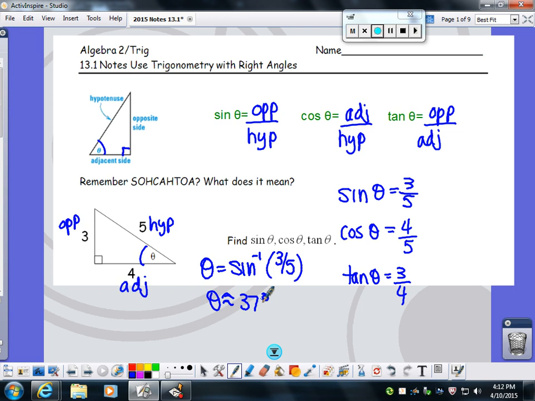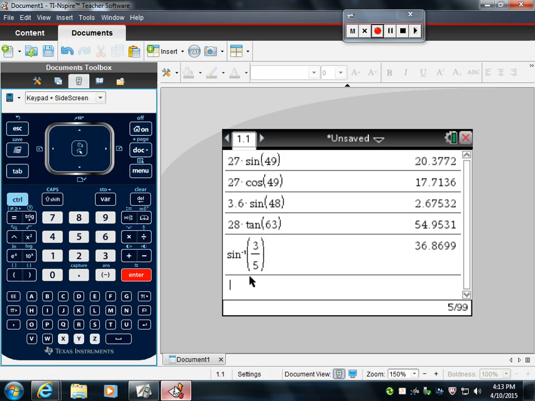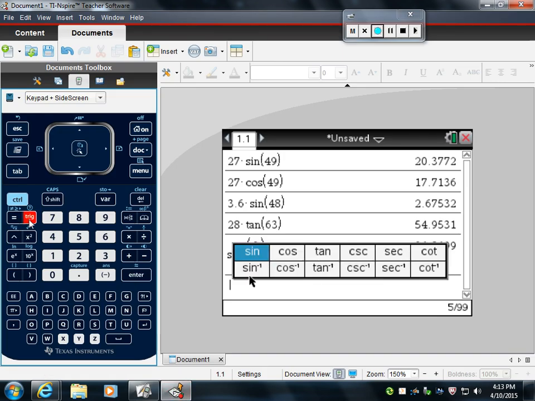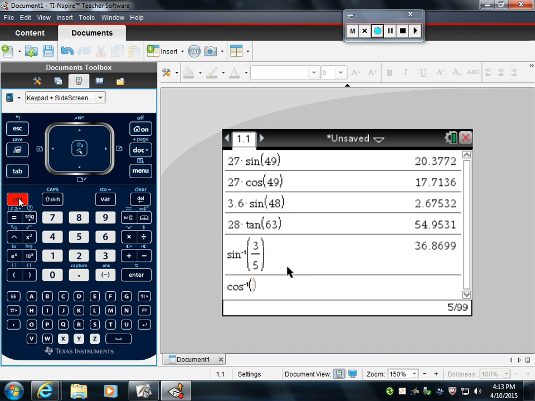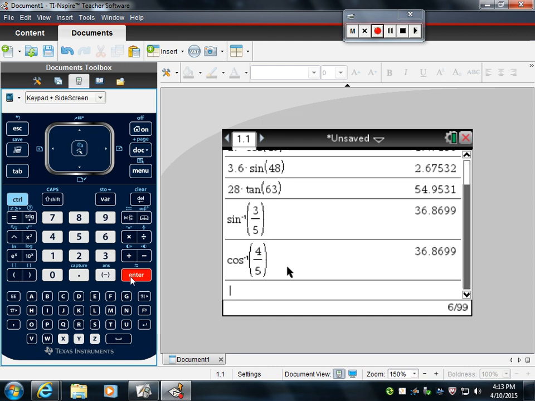Now we can see it doesn't matter which trig ratio we use. Let's do the same thing with cosine or tangent of theta. Doesn't matter which one, we should always get 37 degrees for that theta. Like I said, don't always believe what you're told, you want to see it. So theta is equal to the inverse cosine of 4 over 5. So let's put that in the calculator. Inverse cosine, and we want that fraction again, 4 over 5. And here again, we're getting the exact same angle.